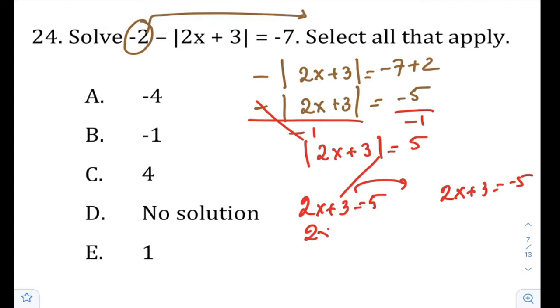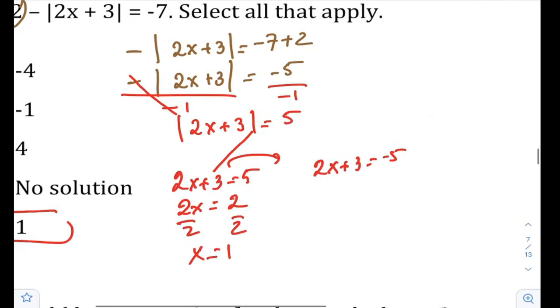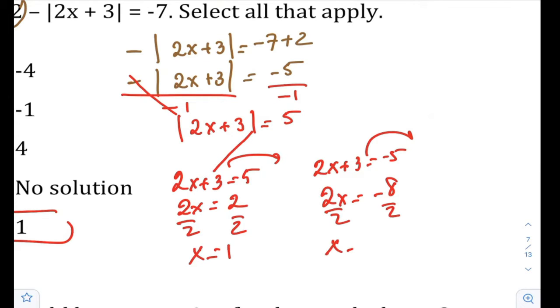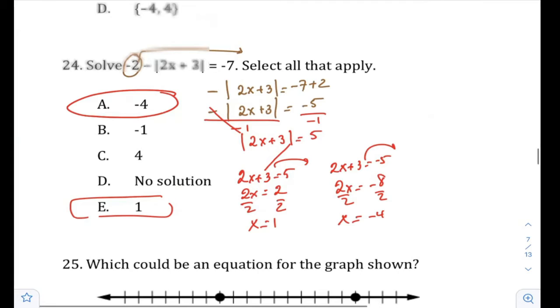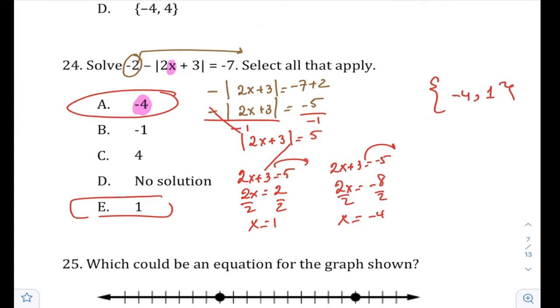Solve each one individually. 5 minus 3, 2. So x is 1. This is one of the solutions. The other solution, 2x is -5 minus 3, which is -8. And x is -4. So this is another solution. Also, you can do it by trial and error. You can take each value and replace it instead of the x and check. Each value you substitute, you see if the right side equals the left side, then you are on the safe side. But I feel solving is much better in this case. So we have two solutions, and it might be written in any exam this way: -4 and 1, a set with two different solutions.